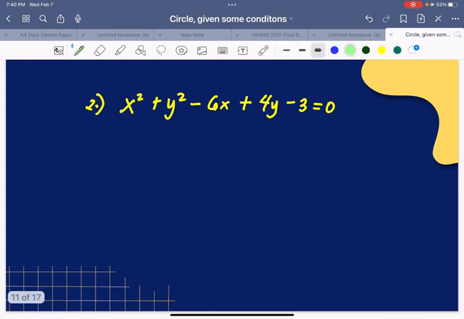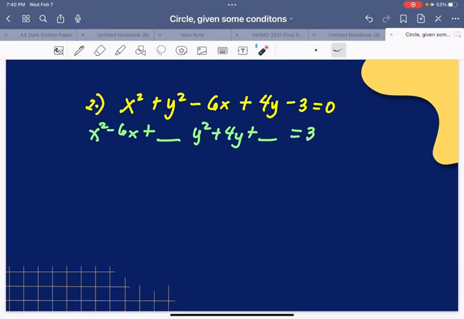Next, number 2. X squared plus y squared minus 6x plus 4y minus 3 is equal to 0. So una, pagsasamahin muna natin yung mga magkakapamilya. So meron tayong x squared minus 6x plus blank, okay? Then y squared plus 4y plus blank is equal to positive 3. Then, itong negative 3 magiging positive 3 na siya. So, plus blank, plus blank. So, dalawang blank dito, dalawang blank din ang ilagay natin sa kanan.